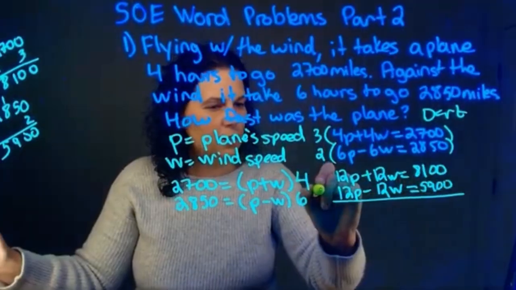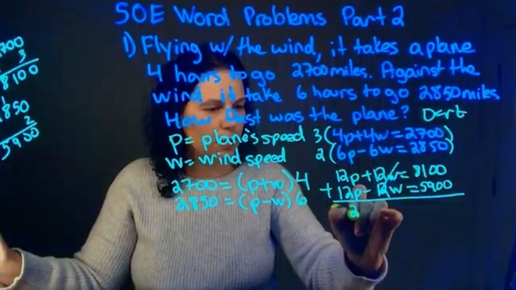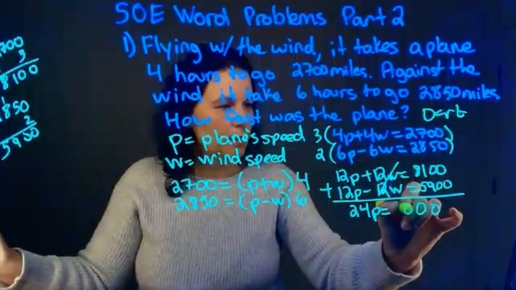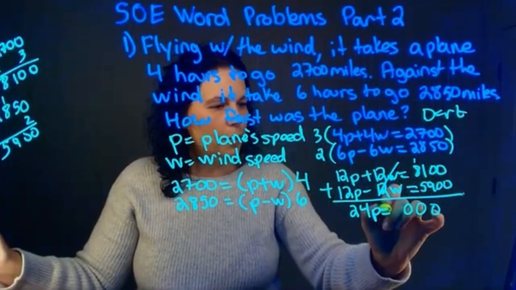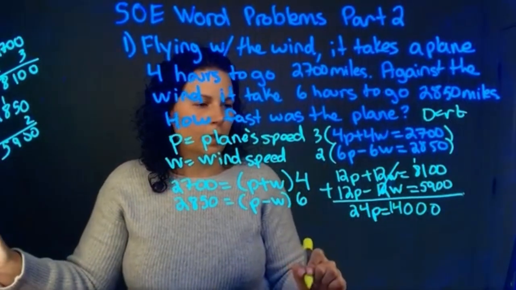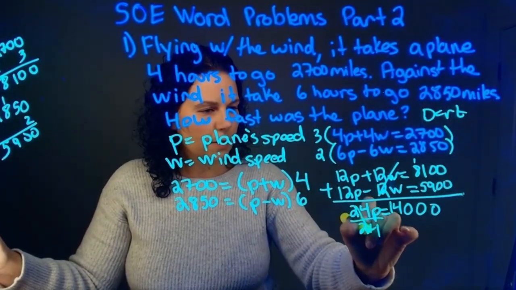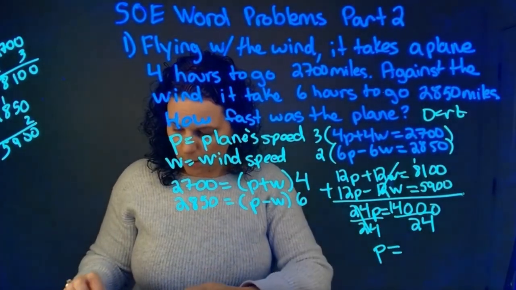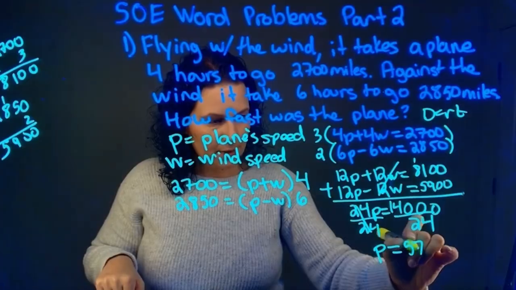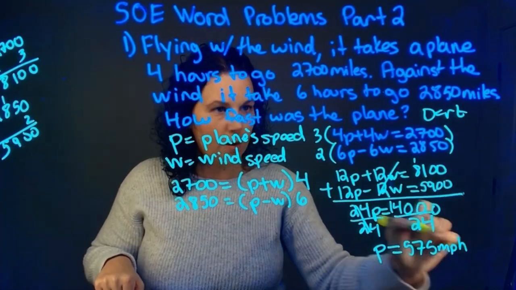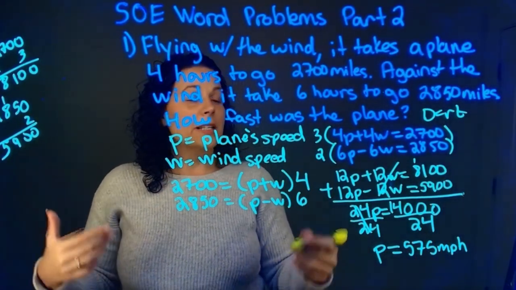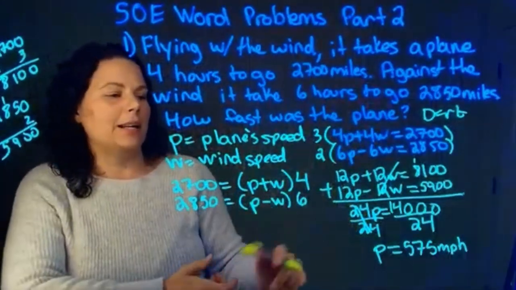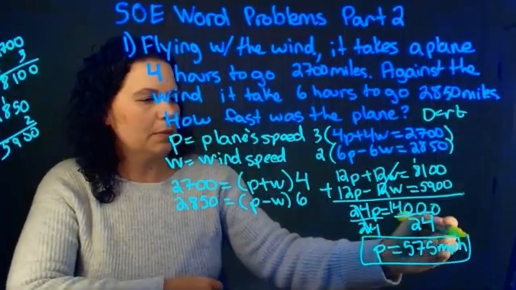So when I add these two equations, this cancels. I get 24P equals, I have to add those together, 13,800. Now I can divide by 24. And I get P equals 575 miles per hour. Oh my goodness, I don't have to do anything else. Yay! Look at that. It said, how fast was the plane? I'm done. I found out how fast the plane was.